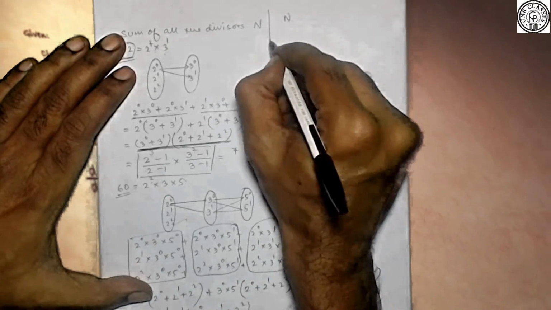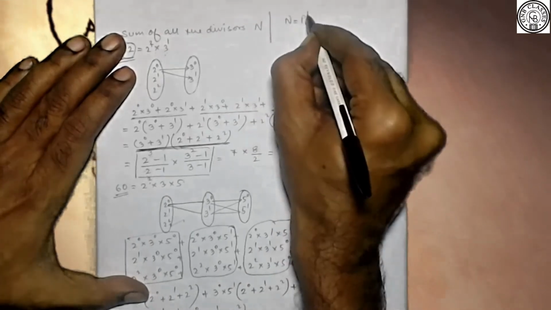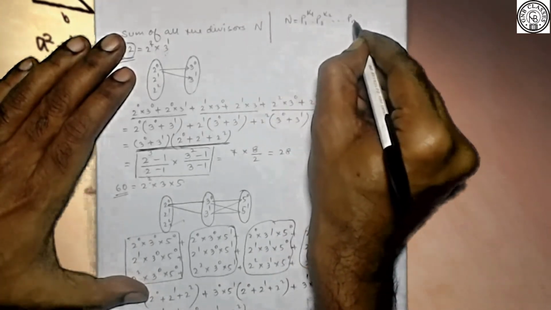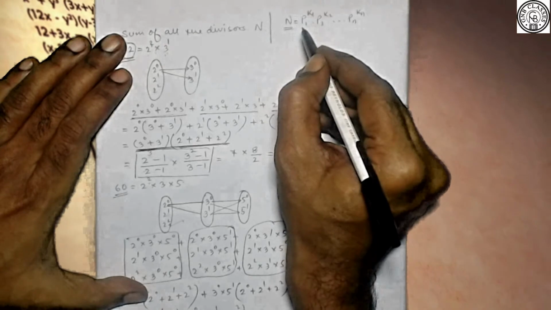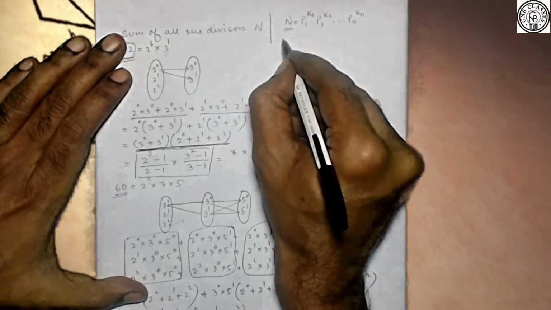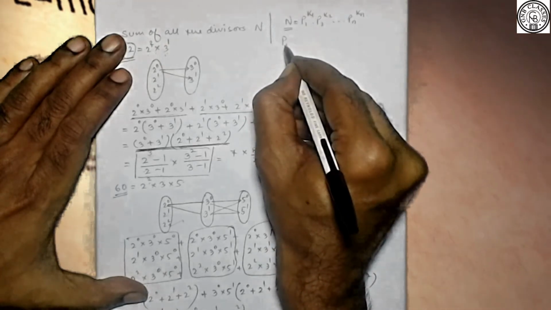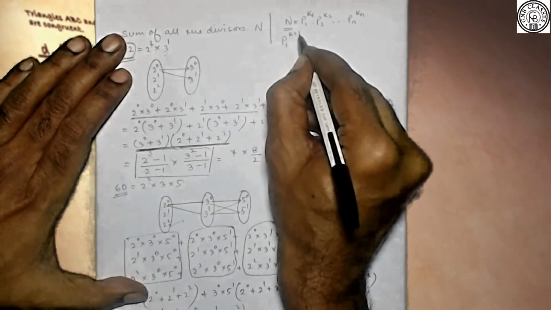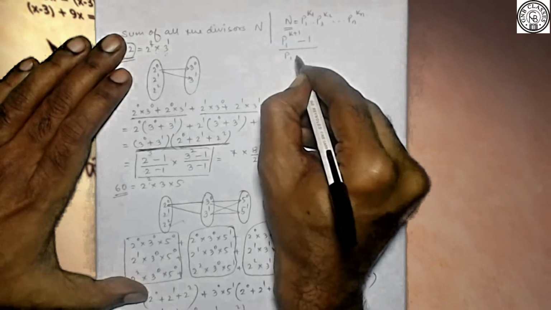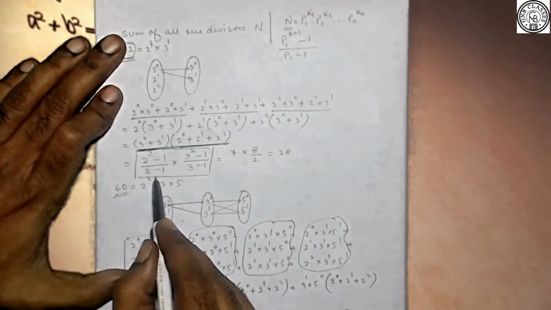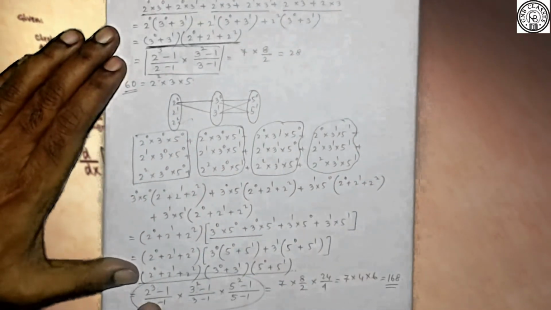Suppose n is given. Then the sum of the divisors of this natural number n will be nothing but p1, the first prime, to the power k1 plus 1, minus 1, divided by p1 minus 1. That is exactly what you have done here as well as here. Yes or no?